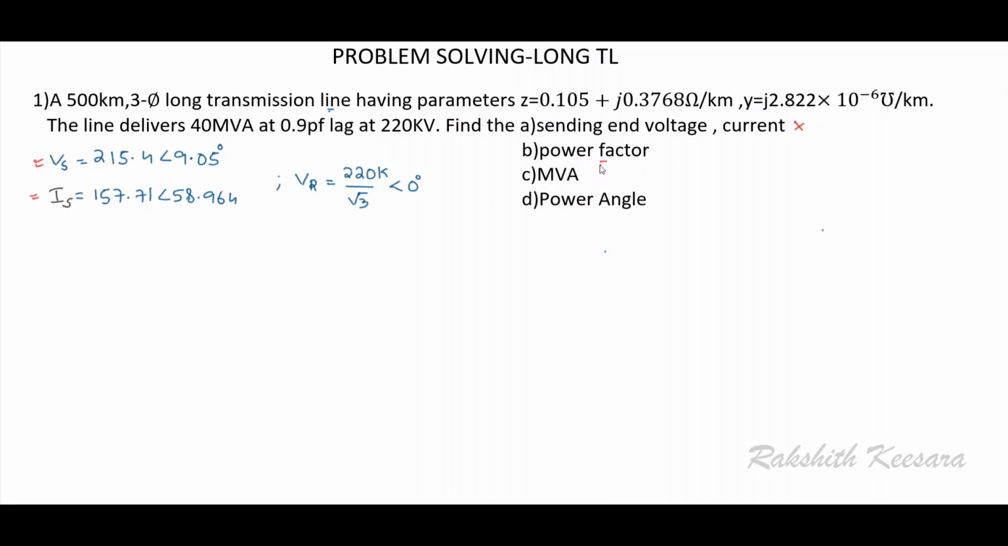What is the next question? Calculate the sending end power factor. Power factor is nothing but cos of the angle between voltage and current. So if you see here, let this be 0 degree. IS is at an angle 58 degree, let us say, and Vs is at an angle 9.05 degree. So here you can clearly see that IS is leading Vs. So what is our power factor? Power factor is equal to cos of 58 minus 9.05, leading.